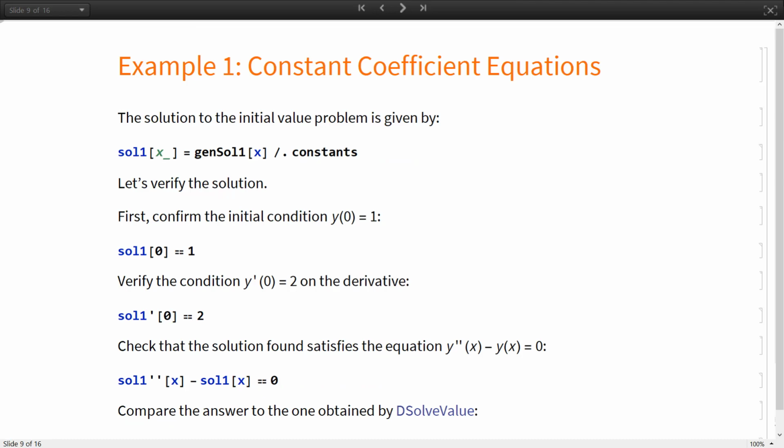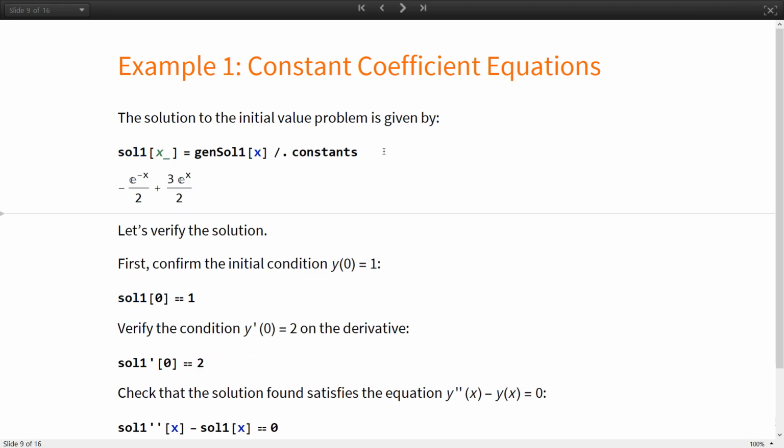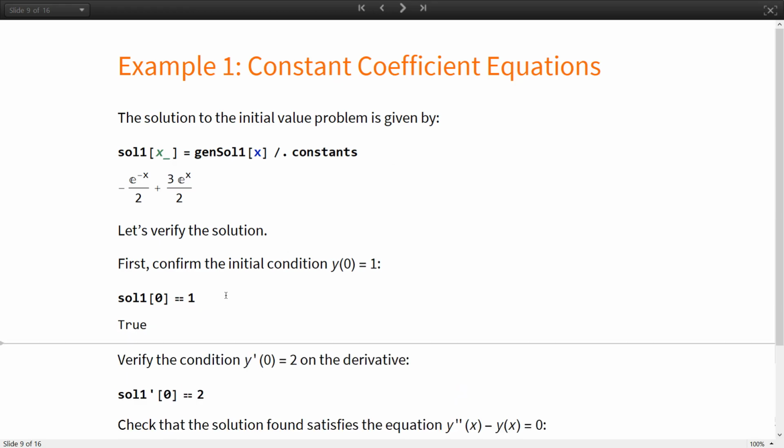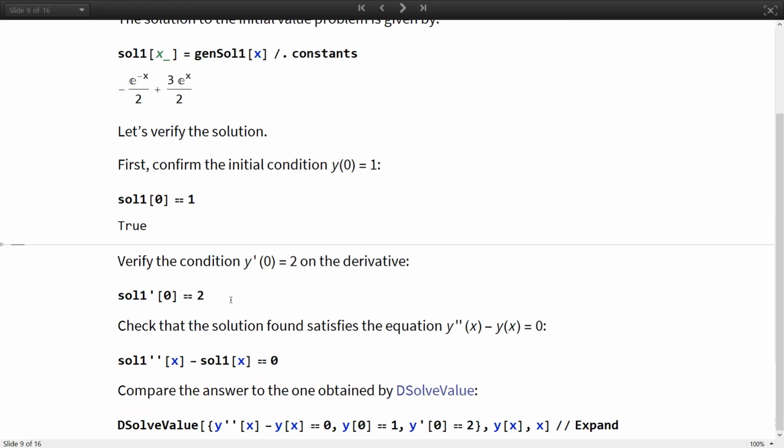The solution to the initial value problem is found by substituting the constants we just found into the general solution. Now that we have a solution, let's verify this solution to confirm that it is correct. First, confirm the condition that the solution equals 1 at x equals 0. Next, confirm that the first derivative at x equals 0 is equal to 2.